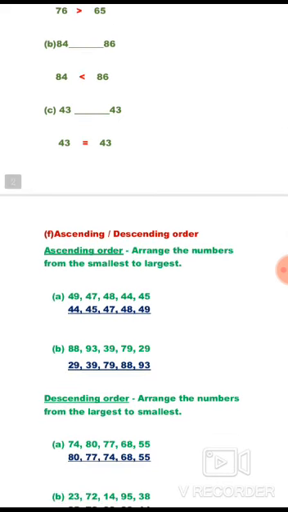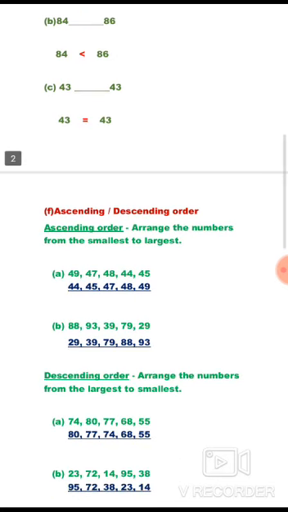One more example. 23, 72, 14, 95, 38. So what is the largest number here? The largest number is 95, then 72, then 38, then 23, and at last you will write 14. So the arrangement is 95, 72, 38, 23, 14.